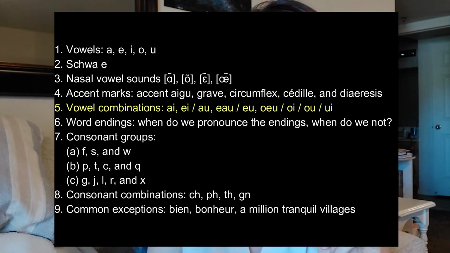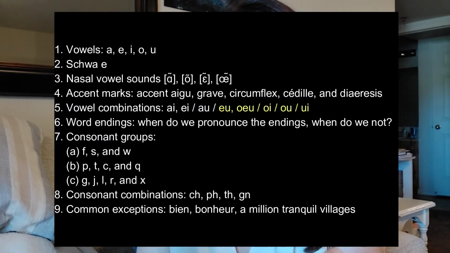Okay, so we're going to talk about vowel combinations. We're going to start with AI and EI. We're going to go to AU, EAU. I promise it's not as complicated as it seemed. I promise. Just hang with me. You'll get to it and be like, oh, easy. We're going to talk about EU, OEU, then we're going to talk about OI, which is a wa sound. We're going to talk about OU, which is just an oo sound.